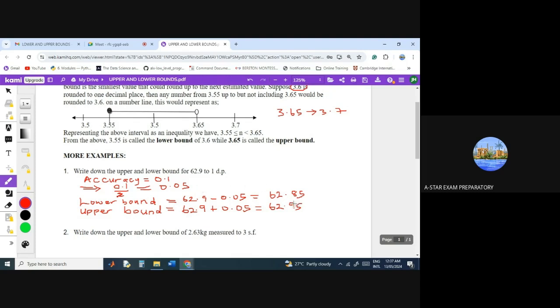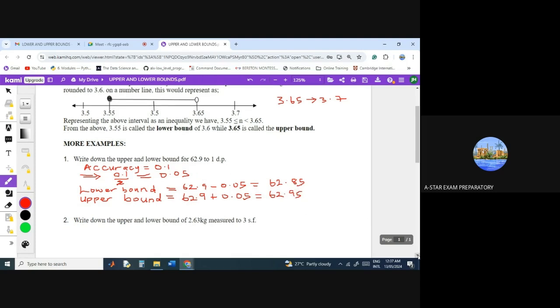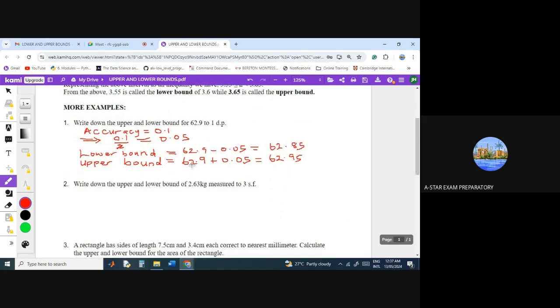Now let's look at another example. So in terms of writing this in inequality, this will be 62.85 less than or equal to, you can use n to represent values between that range, less than 62.95. So this is the inequality representation of the upper and the lower bound.